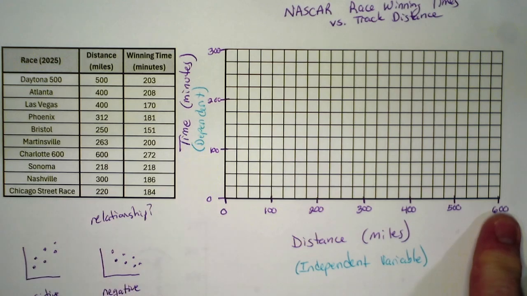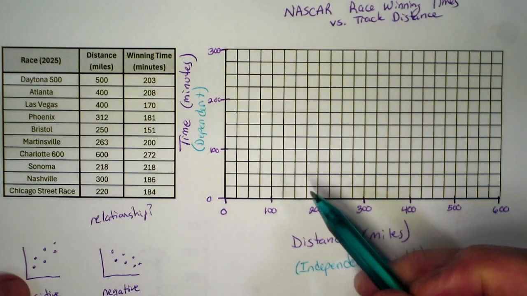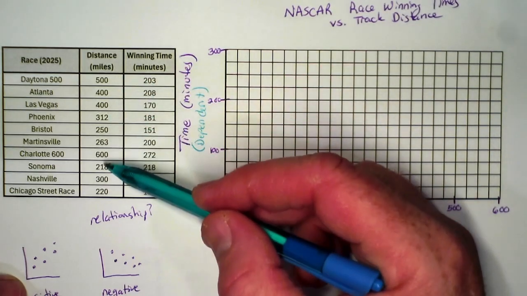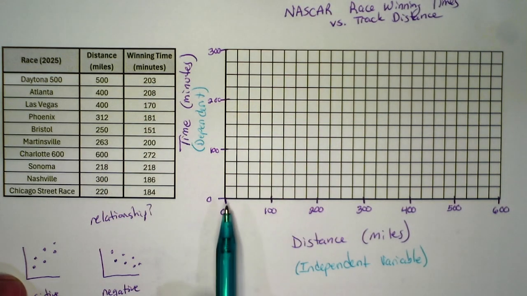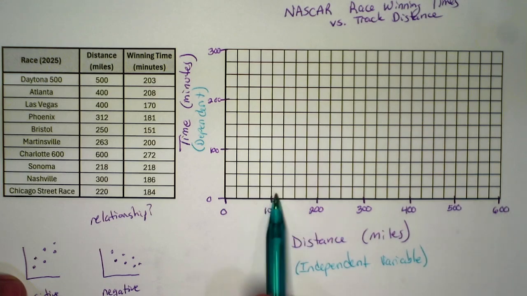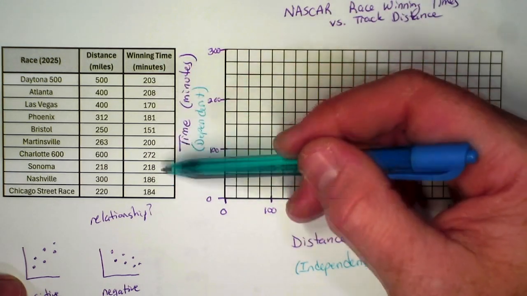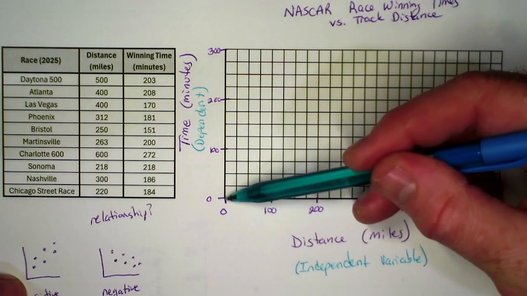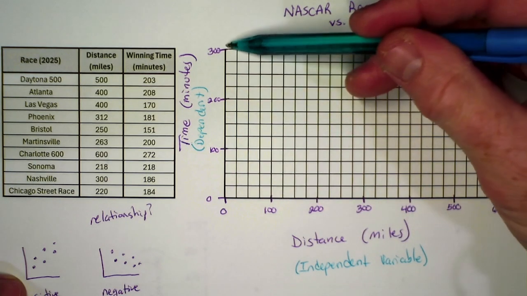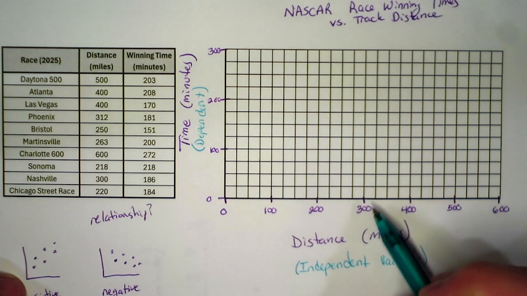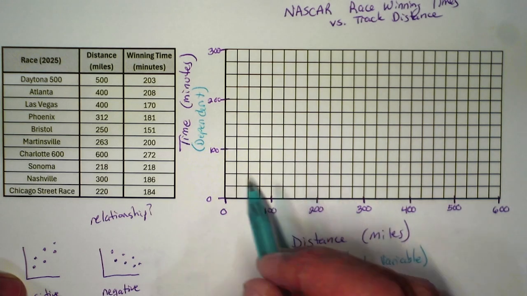And for this one, I went ahead and printed a grid ahead of time. So I've decided, since my races go up to 600 miles, that I'd start at 0 and go to 600, and so every 4 blocks is 100. And then my winning times go all the way up to 272. So I went again from 0 up to 300, and I'm just going to fit those dots in there. Now, you can decide later if you think this is a good method, or maybe if I should have done something different, because I think maybe I should have done something a little different with my scales here.